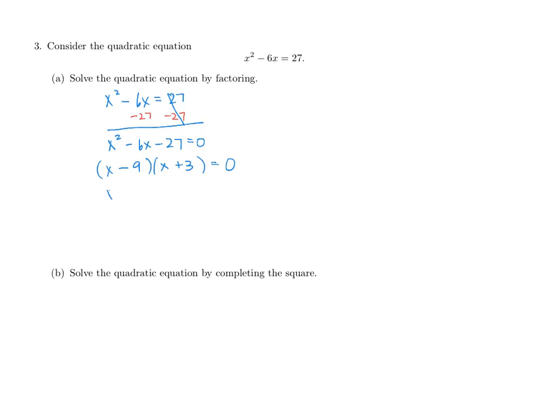And now remember, you set each factor equal to 0 and solve because of the zero factor property. So now you add 9 to both sides. You get x equals 9. And here you subtract 3 from both sides. So you get x equals negative 3. So our two solutions here are 9 and negative 3.